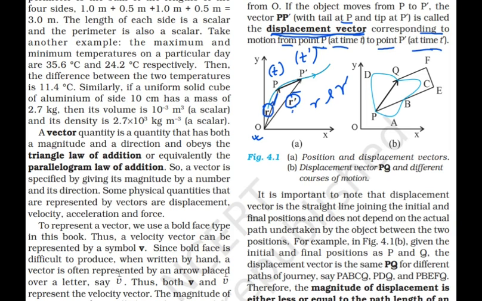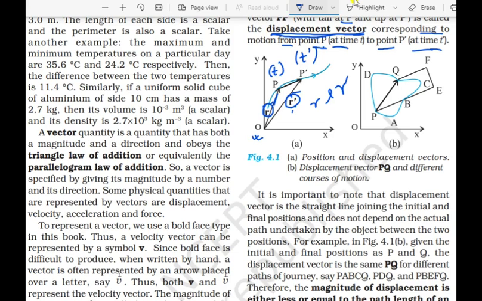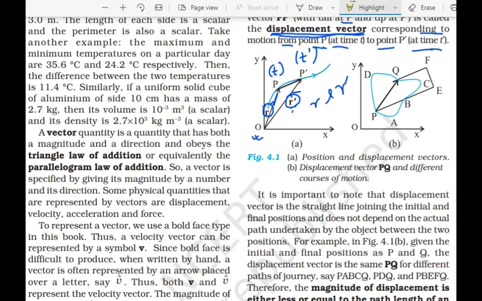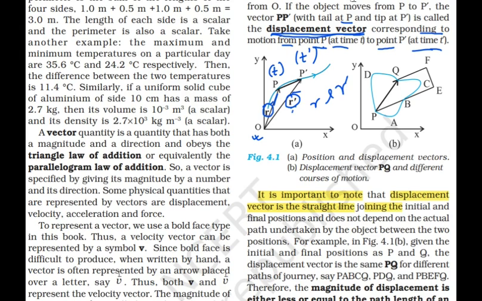For the position vector, the length of the arrow represents the magnitude of the position, and the arrow shows the direction, which direction the body is moving. It is the same case for R dash and for P to P dash. Now this is very important. Let me highlight, very important to note that the displacement vector is the straight line joining the initial and final positions.